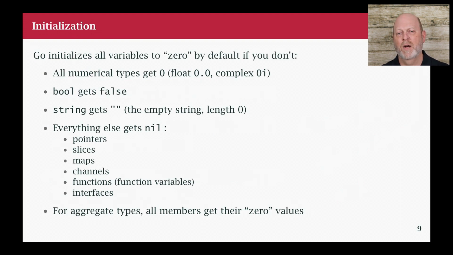The last thing I want to talk about with simple types is initialization. And it's very important because in Go, every variable is initialized at its point of declaration. Either you do it or Go will do it itself. There are no uninitialized variables in Go.